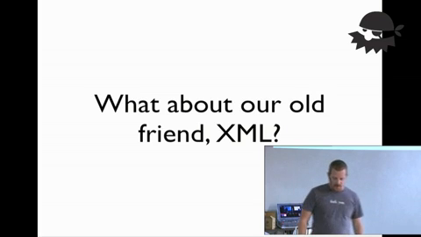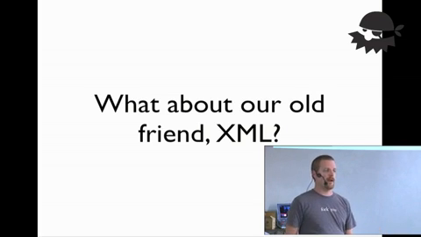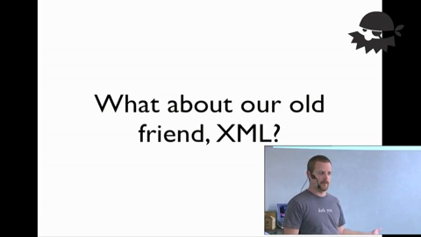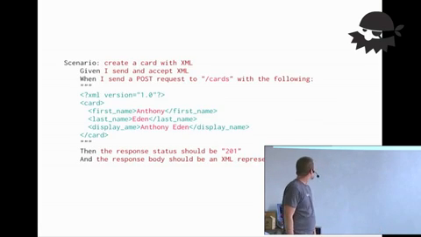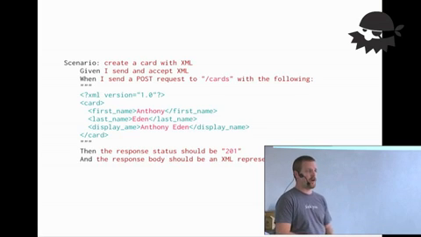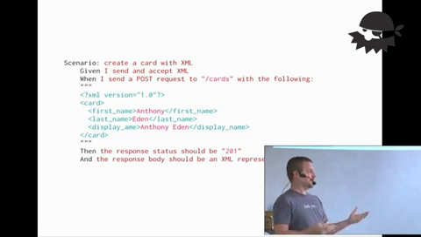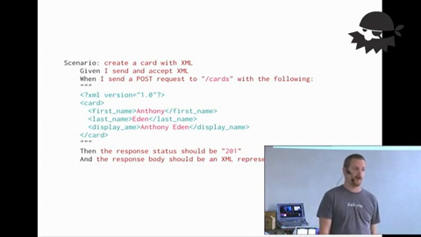What about our dear old friend, Mr. XML? Well, you can do this just as easily for XML. I've been using JSON data representations, but there's no reason why I can't do this with XML either. So, here is the scenario for the same thing of creating a card, but this time I'm going to send an accept XML. I'm going to post in the representation of the card as XML, and the status response should be the same. And this time I say I expect an XML representation of the card.